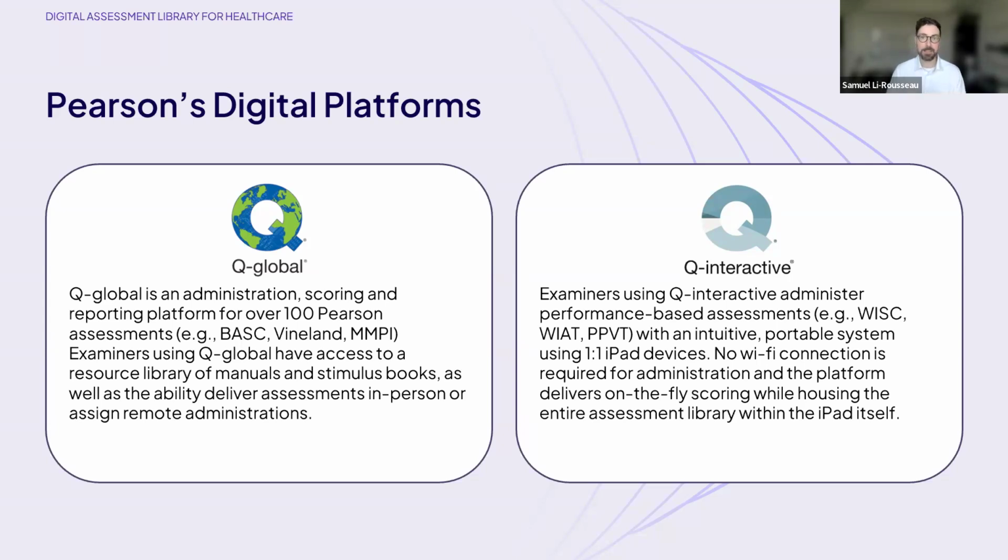So things like the BASC, the Vineland, the MMPI, or to score assessments that aren't on Q-interactive. So we may have some performance-based assessments that aren't on Q-interactive, for example, the Raven's 3, which a lot of people will use Q-global to score that assessment.